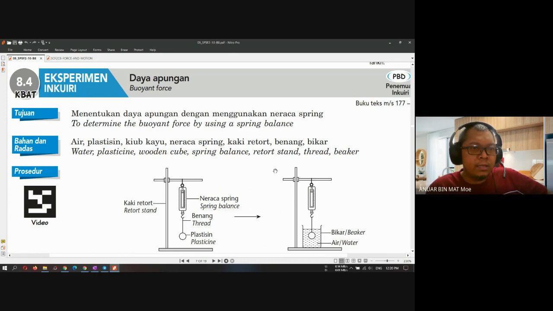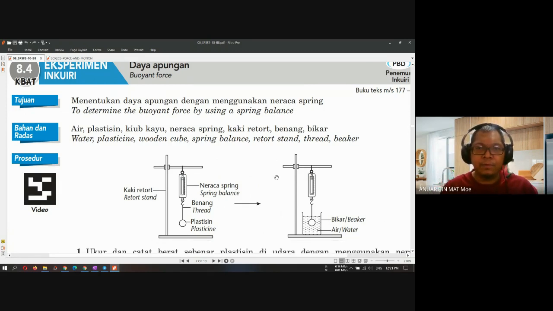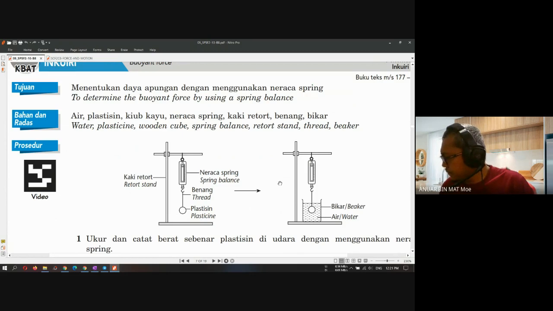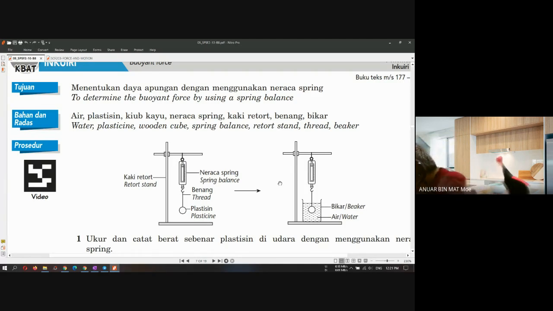Okay. Experiment inquiry. We were supposed to have an experiment for this topic, but never mind. I just want you to refer to page 104, activity or experiment 8.4 about the buoyant force. You can open it right now, or maybe later, after you see the video, so we can find out the answer.